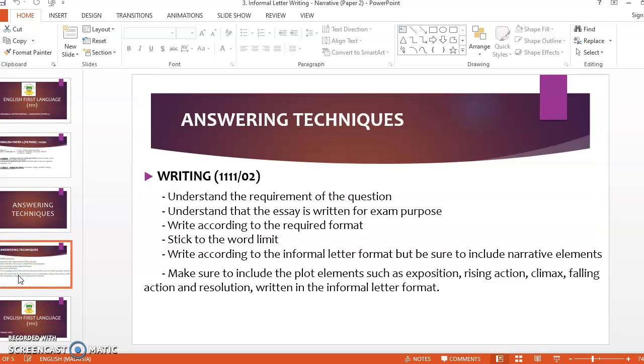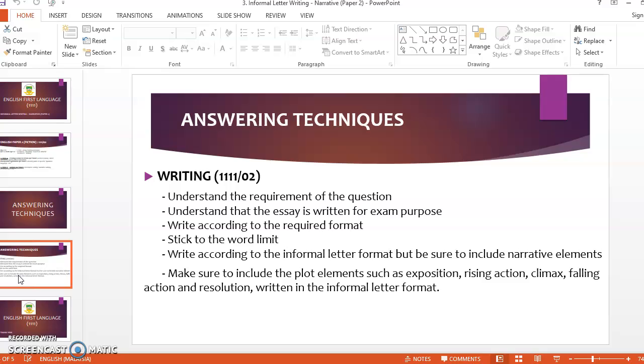First of all, we need to understand the requirement of the question. Although they are asking us to write an informal letter, there is a specific requirement that we need to include narrative element. We also need to understand that the essay is written for exam purpose. We are not writing a story just for someone else to read. We are writing for the examiner to read. So we must pay attention to the language used. Although the language is slightly informal as compared to paper 1, which uses more formal language, we still need to make sure that the spelling and the way we write still have a certain structure to it.